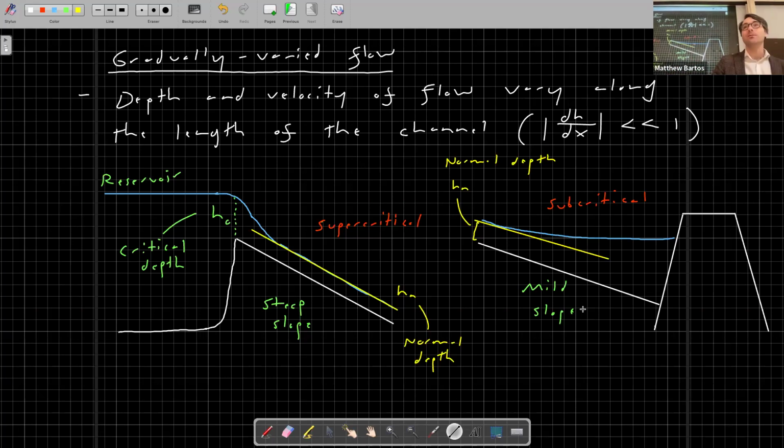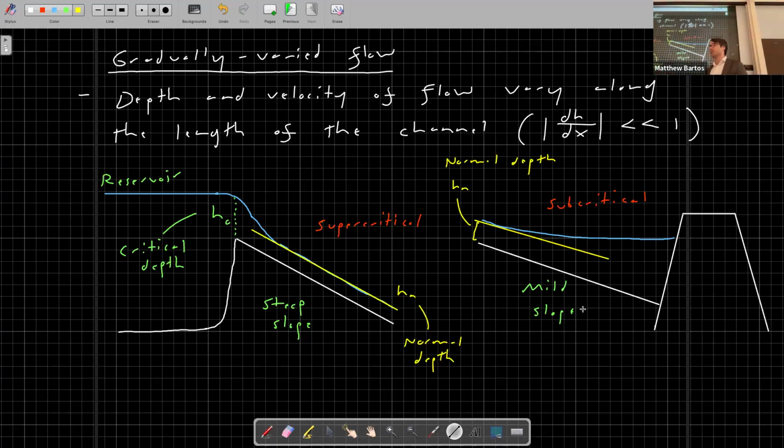So our overall goal for solving gradually varied flow problems is, given some information about the channel, so its geometry, its slope, and some boundary condition, so either the depth at the upstream end or the depth at the downstream end, to compute the entire water surface profile over the channel's length. That would mean computing the depth and velocity at every point along the channel's length. So that is our overall goal.